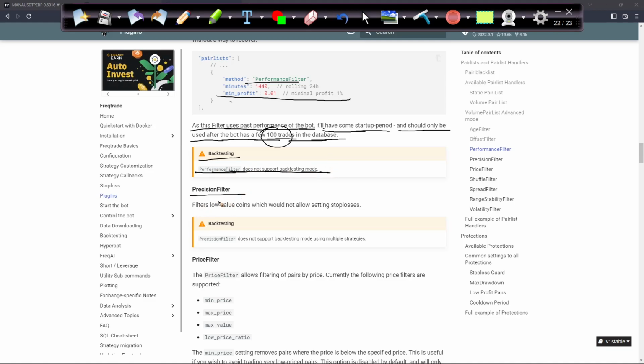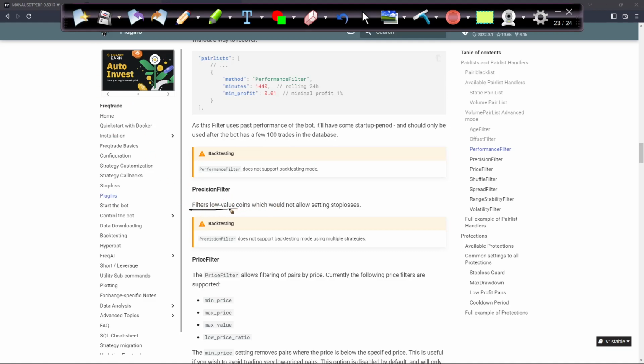All right, now we have the precision filter. It filters low value coins which would not allow setting stop losses. Here's a note that says the precision filter does not support backtesting mode using multiple strategies.